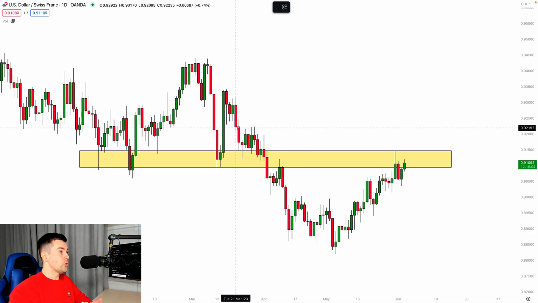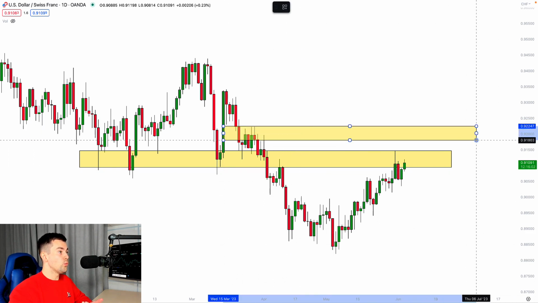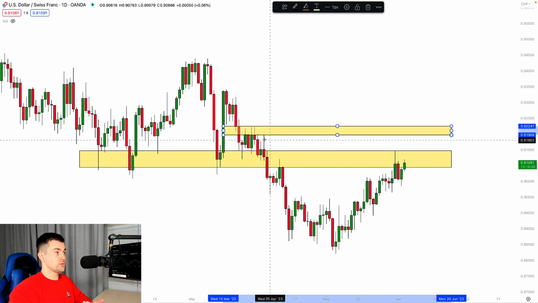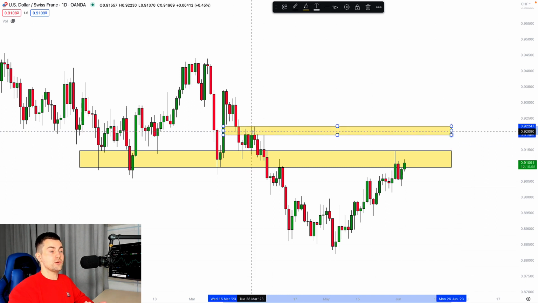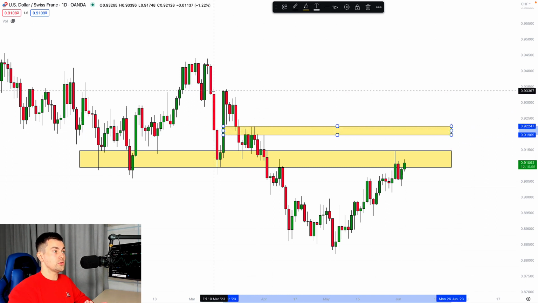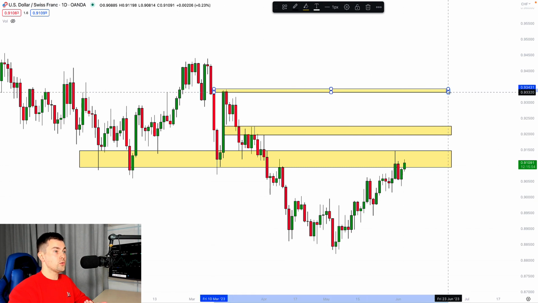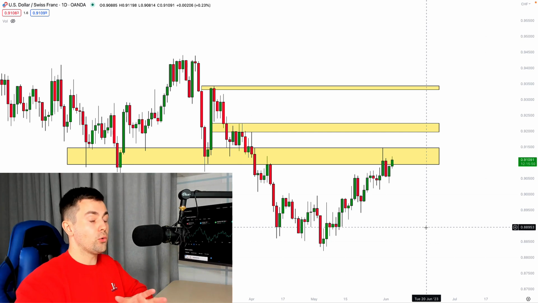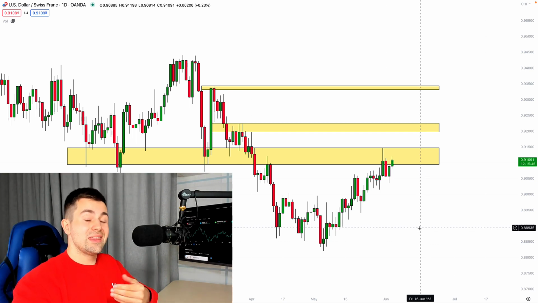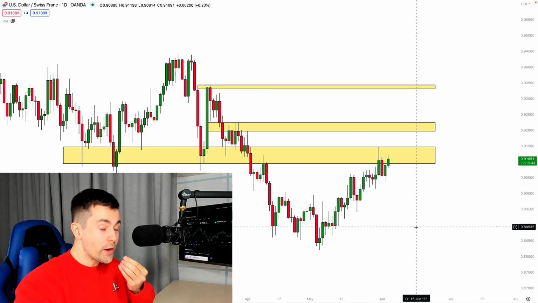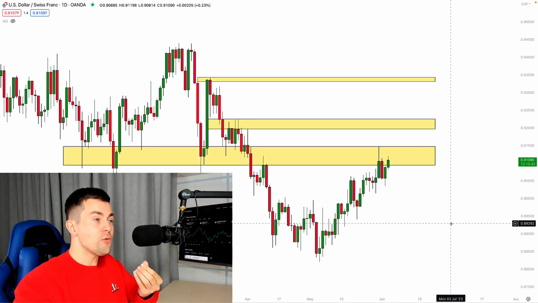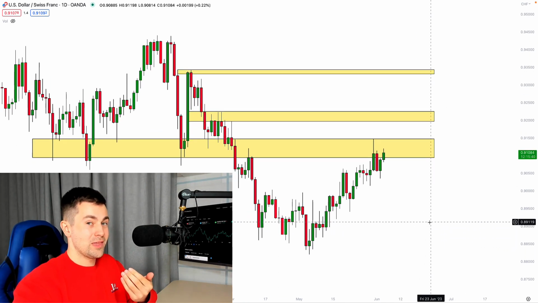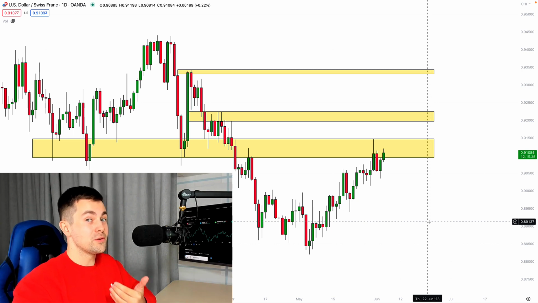A bit higher over here, we have one more very important structure. Again, from that structure, a strong bearish move initiated, so we should take that into consideration. And over here, we have this structure. So we have three very important resistances, and from one of these resistances, the bearish wave may initiate. But how can we know that the bearish wave started?